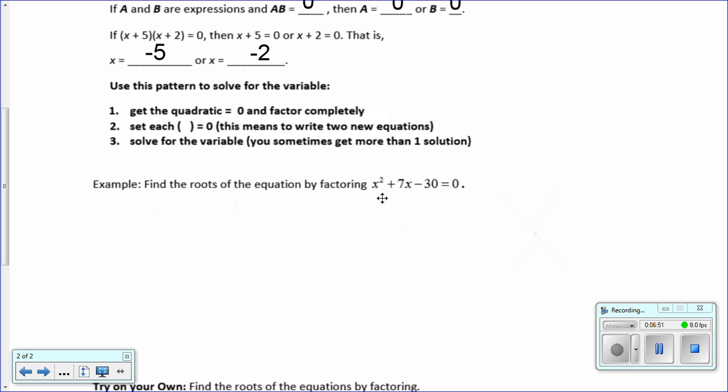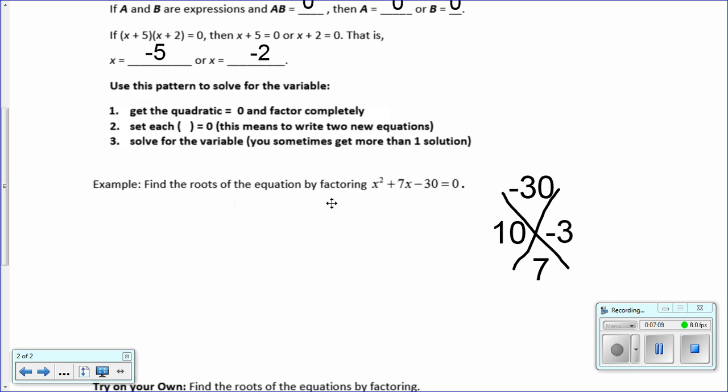So we'll go ahead and factor this. So we're going to make our magic x, and we're multiplying up to a times c, so that's 1 times negative 30 gives us negative 30, and we need to add up to 7. So what two numbers multiply to negative 30 but add up to positive 7? That would be 10 and negative 3.